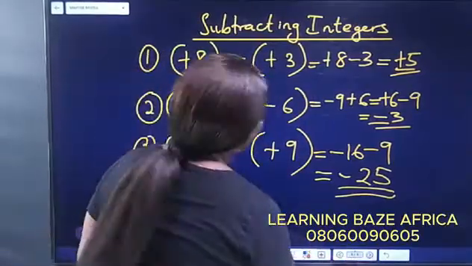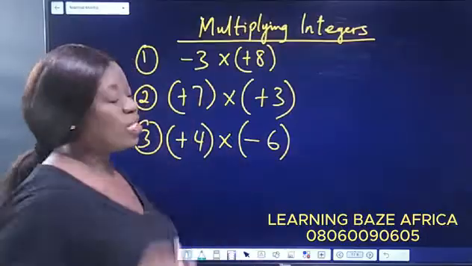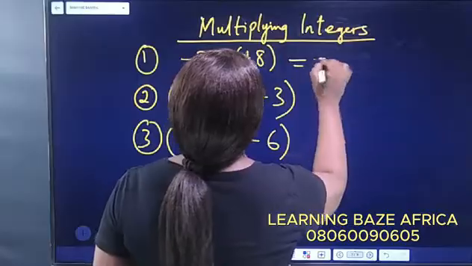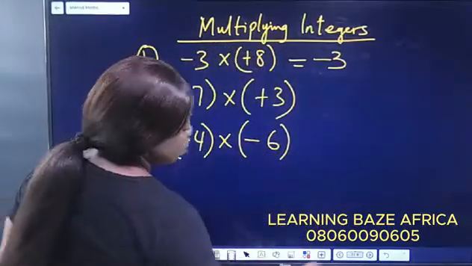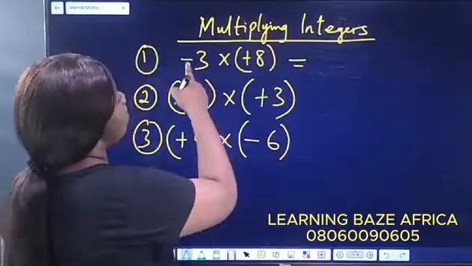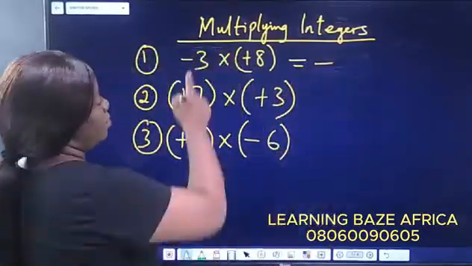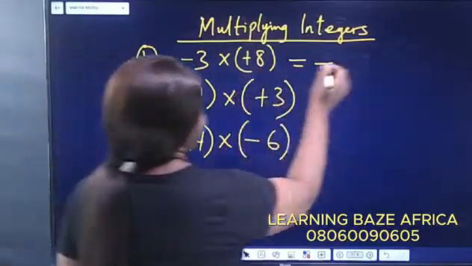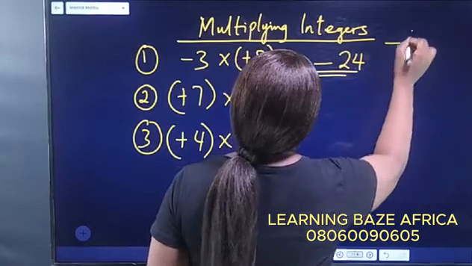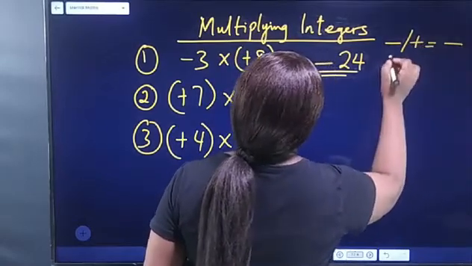Now let's move on to multiplication of integers. Now we have minus 3 times plus 8. So that will be minus 3. Now I want you to pay attention because this is different from the addition and the subtraction. Minus times plus is minus. 3 times 8 is 24. Please take note. Minus times plus is equal to minus.